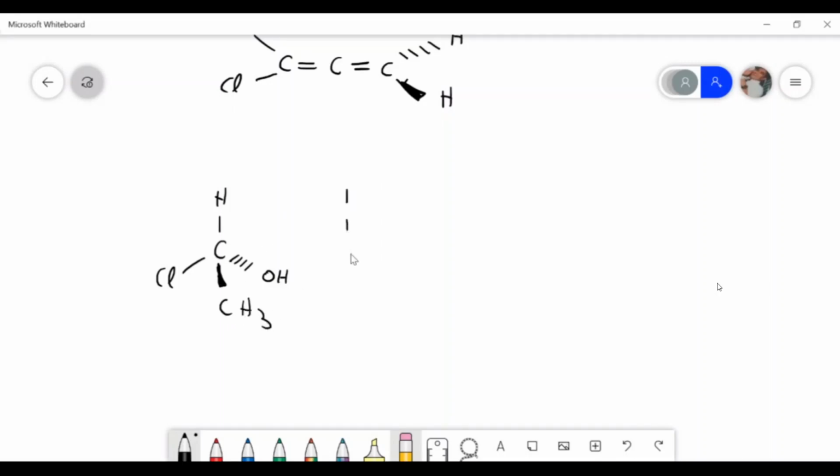If I were to draw a mirror plane here, this is a chiral center, which we mark with an asterisk. If I draw a mirror plane here, I'll be reflecting everything as it is. So we have an OH group here, we have our CH3 group here, we have our Cl group here, and we have an H here.